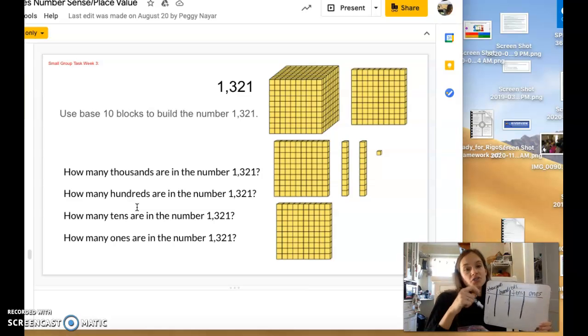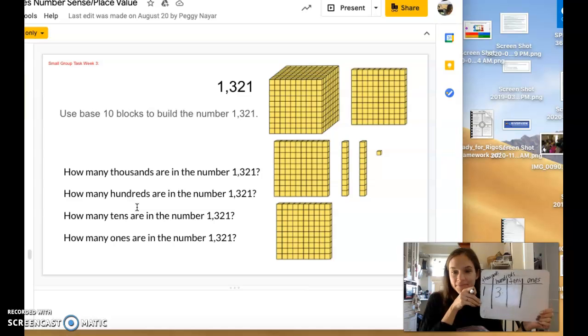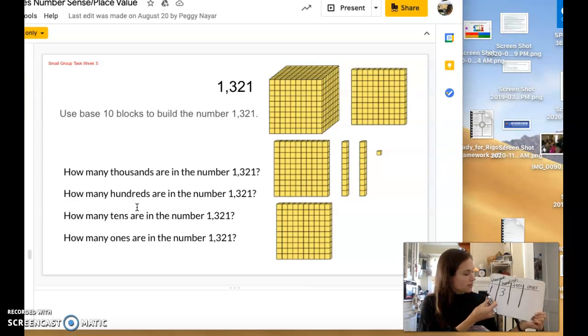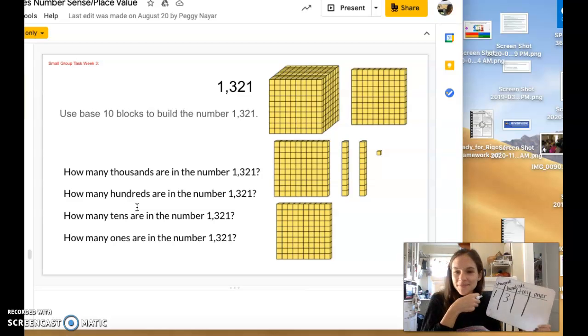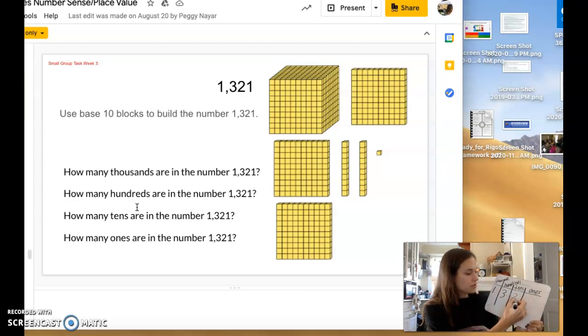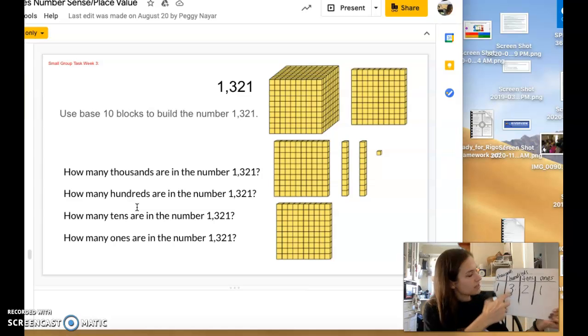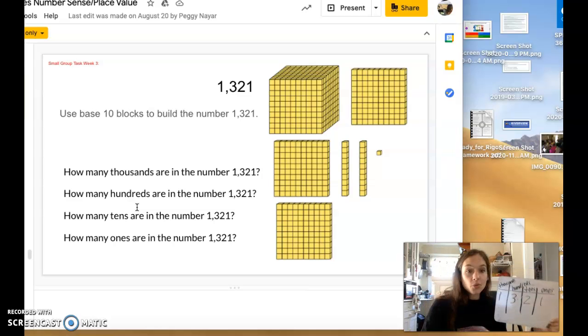How many hundreds are in the number 1,321? 3 hundreds. We could also think about it like this. There's actually 13, technically. But we would have a 3 in the hundreds place. How many tens are in the number? 2. And how many ones? 1. So we have 1,321.